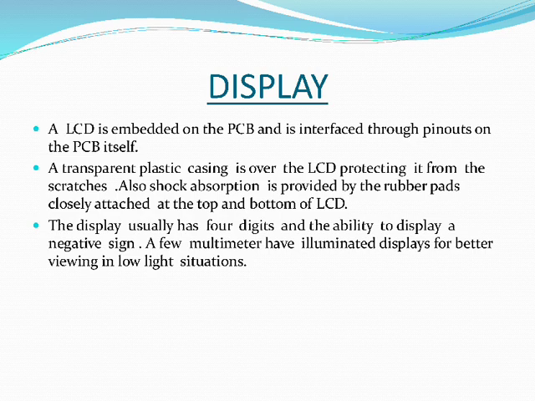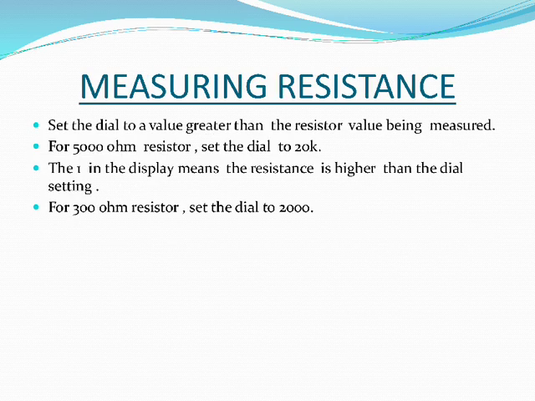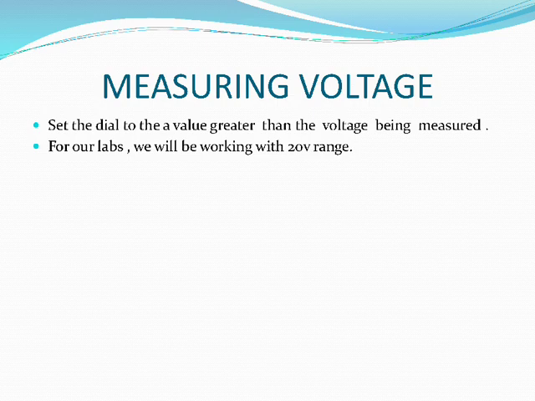Learn how to measure resistance in a digital multimeter. Set the dial to a value greater than the resistor value being measured. For example, for a 500 ohm resistor, set the dial to 20k. The 1 in the display means the resistance is higher than the dial setting. For a 300 ohm resistor, set the dial to 200 and it will display 1. It means the resistance is higher than the dial setting. So this is the method for measuring resistance in a digital multimeter.